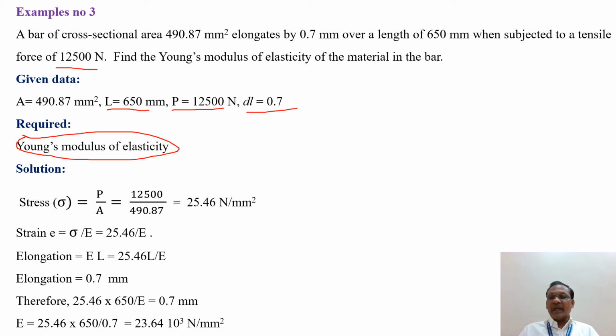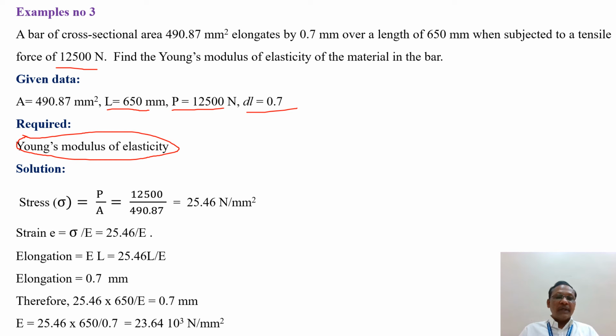So stress, we can easily calculate, that is P upon A. Substituting the values of P and A, we get stress equal to 25.46 Newton per mm square. Then strain is equal to stress upon Young's modulus. Stress is known, 25.46, divided by the Young's modulus. Young's modulus is not known, so keep it as it is, or we can write elongation is equal to stress into the original length divided by E. By substituting the values, we get 25.46 L divided by E. Elongation is given as 0.7 millimeter.